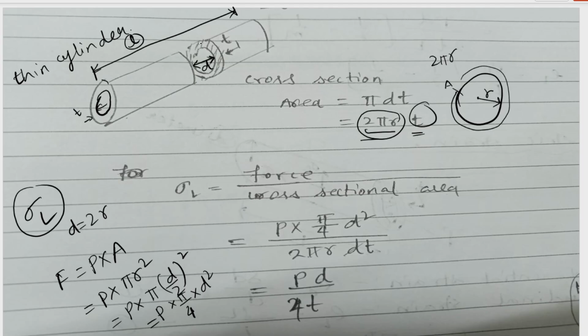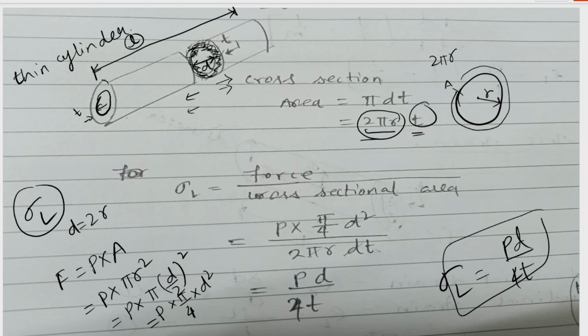So you will find this shaded region that I have marked. This shaded region will resist it from being torn apart like this, because of the fact that there is a longitudinal stress sigma L acting on it. So I will end up getting sigma L is equal to p d over 4 times t. So this is the equation for the longitudinal stress in the case of a thin cylinder.